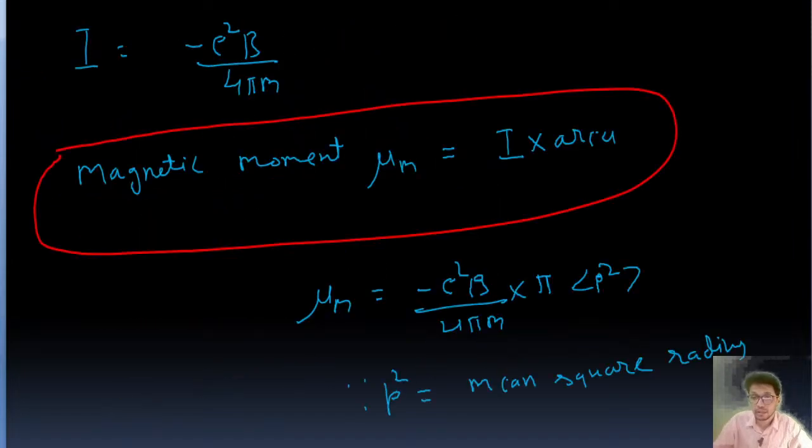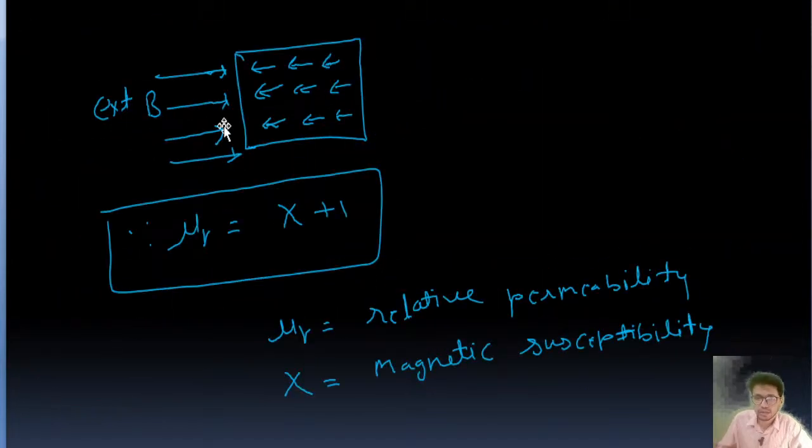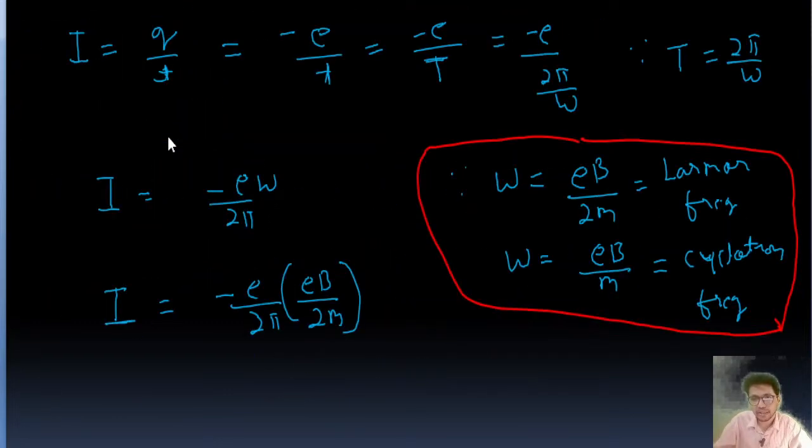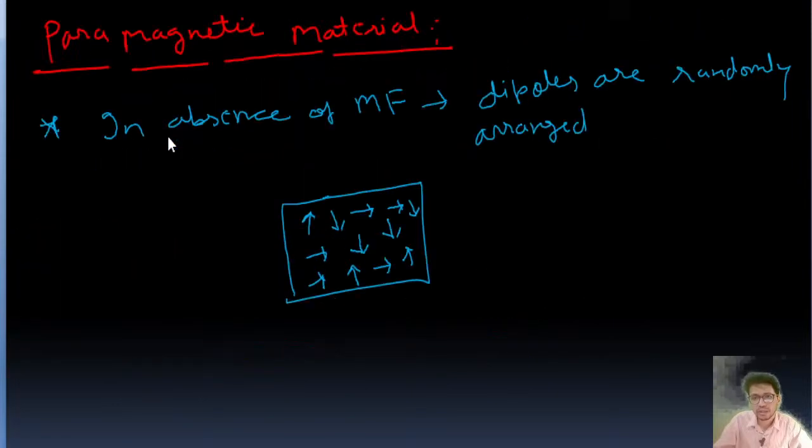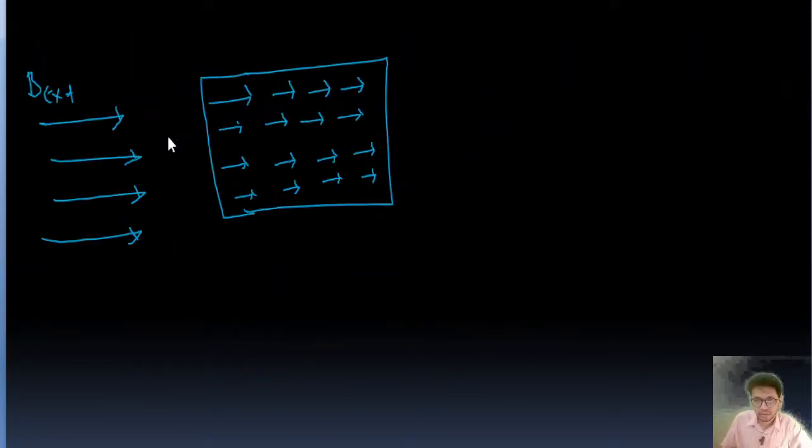If we talk about a diamagnetic substance, the direction of the magnetic field and the direction of the dipoles are opposite. But in a paramagnetic substance, in the presence of an external magnetic field, the direction of the dipoles and the direction of the magnetic field lines are the same.